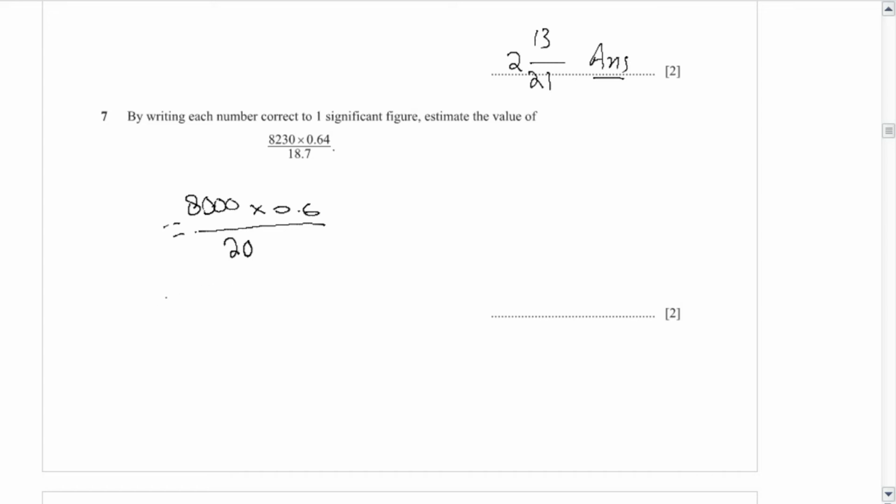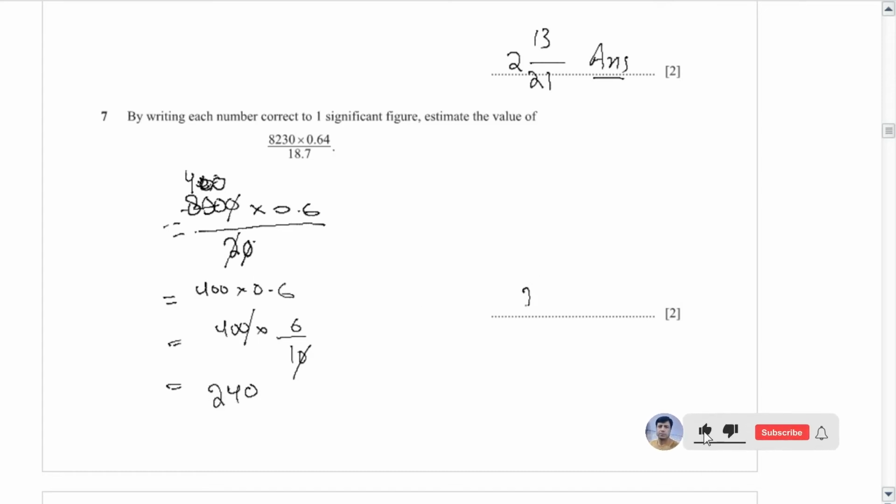So now we will simplify this question. 0 will cancel out with the 0. 2 4 is a 8, 0, 0, 400, okay? This is 400, sorry for this one. Okay, so 400 multiplied by 0.6. 400 multiplied by 6 upon 10, 1 0 will be cancelled out, and 6 0 is a 0, 6 4 is a 24. So 240 is the answer for this question.